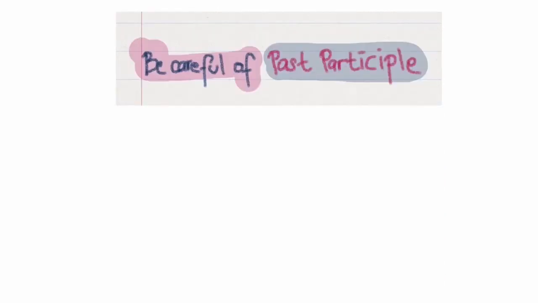Now let's talk about why you need to be careful of the past participle. Past participles can cause confusion in a sentence because a past participle can be either an adjective or a part of a verb. The past participle is the form of the verb that appears with have or be. It often ends in ed, but there are also many irregular past participles in English.